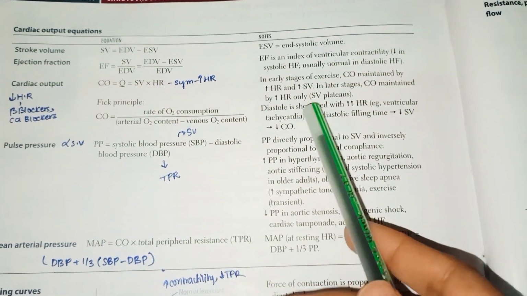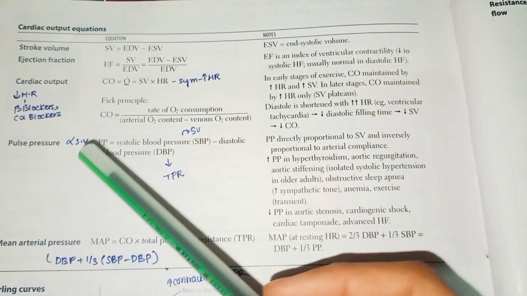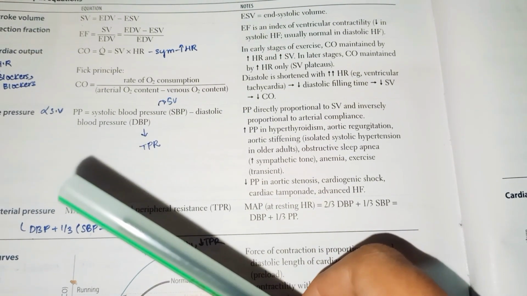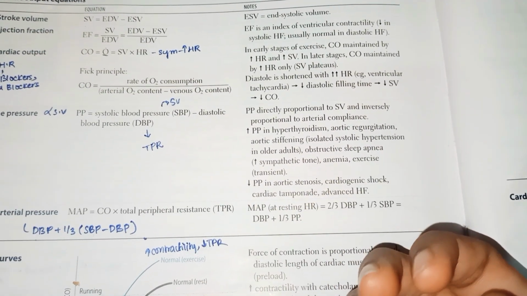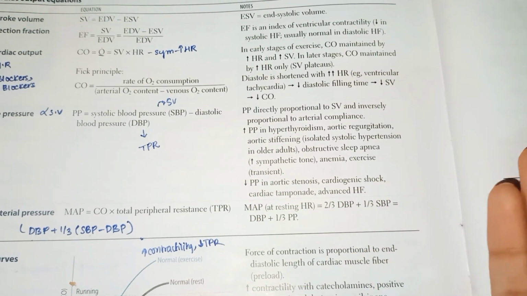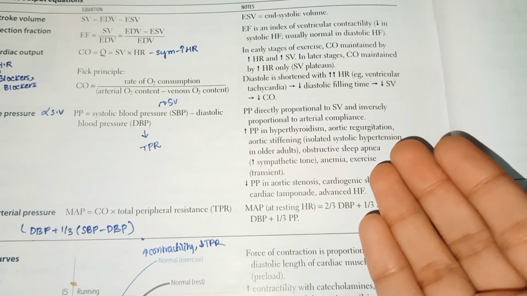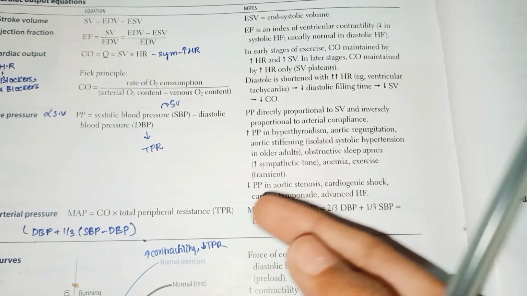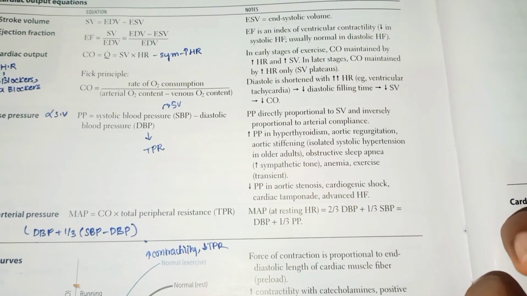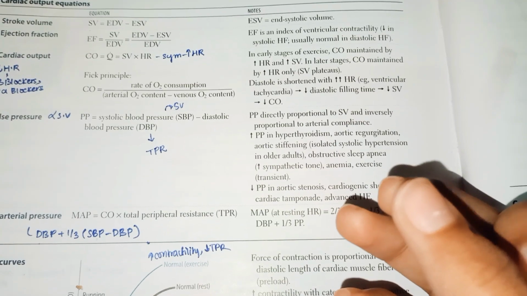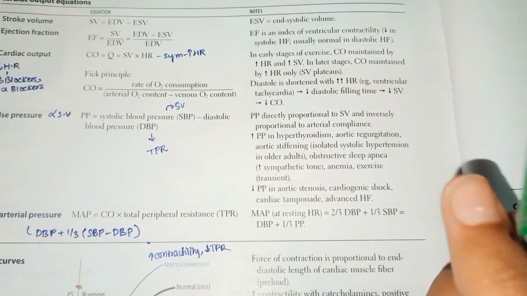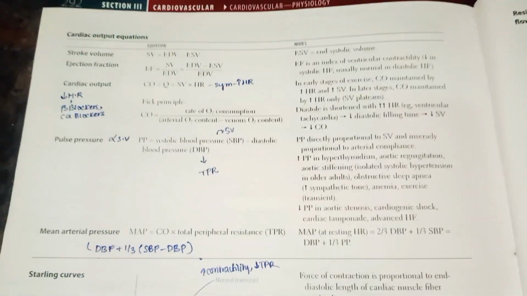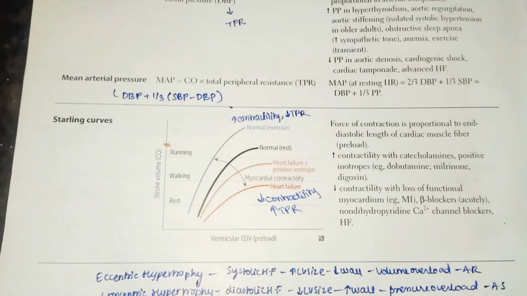And even in exercise, as we discussed in the beginning, stroke volume will increase, so pulse pressure will also increase. And pulse pressure will decrease in aortic stenosis because there is a stenosis in the aorta, so there will be decreased stroke volume, so decreased pulse pressure. And in cardiogenic shock also, cardiogenic means the heart is unable to pump, so there is a decreased stroke volume, decreased pulse pressure. And in cardiac tamponade also there will be restriction of stroke volume, right, because blood is accumulating around the heart, so that will also decrease pulse pressure. In advanced heart failure, in all these conditions, pulse pressure decreases. So this is an important physiology part we need to understand.